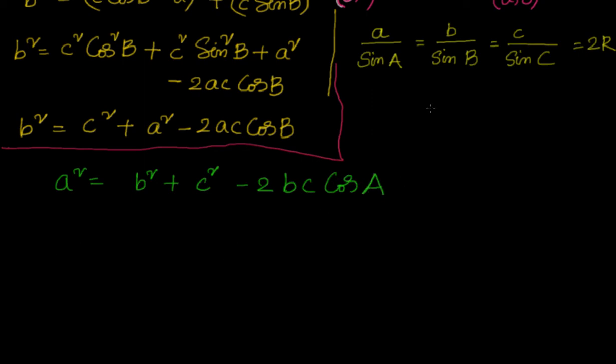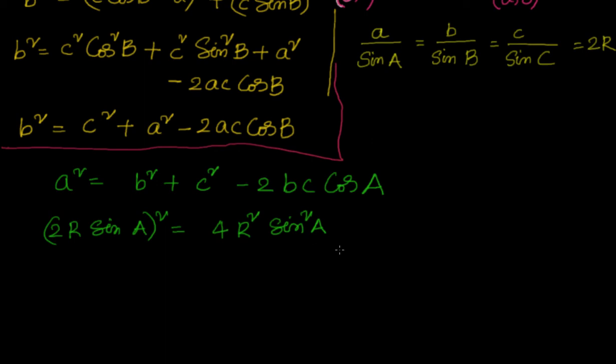I know that a equal to 2r sin A, whole square. So I am starting with the LHS, that is 2r sin of angle A whole square. That is nothing but 4r square sin square A.